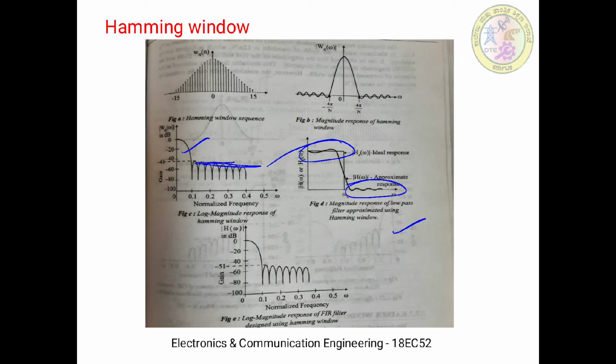It is noted that the first side lobe peak is here at around minus 51 dB, which is less when compared to the Hanning window. But as the frequency increases, the stop band attenuation does not increase when compared to the Hanning window. So this is the important characteristic: this stop band attenuation will not increase with the increase in the frequency.